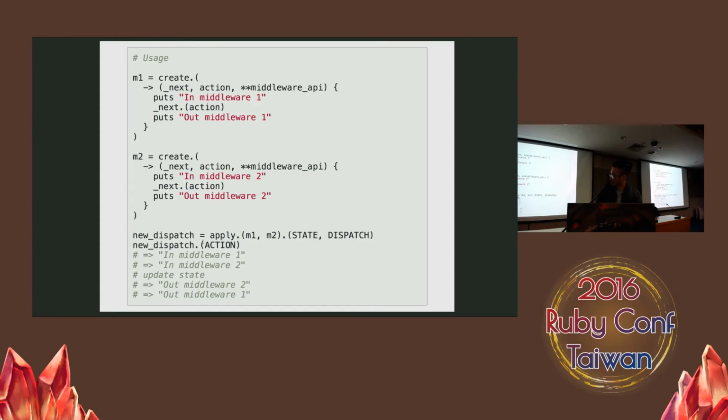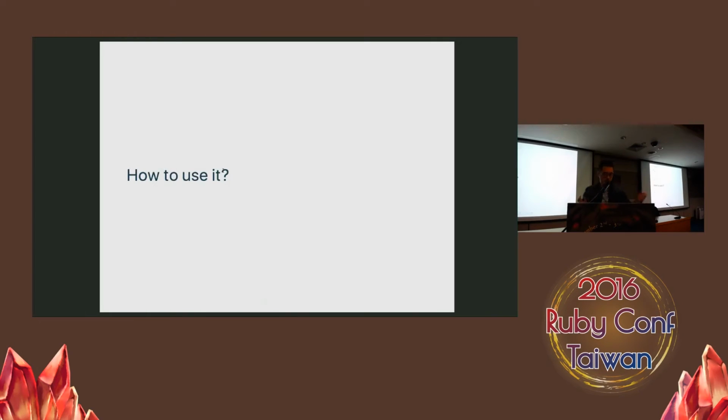So if I just call this new dispatch, you have to go through put middleware 1, and then put middleware 2, and then do the stuff, update the state, whatever. And then it goes out, inside out. It's like an onion, right? So here it prints out middleware 2 and out middleware 1. Well, this is really confusing, so let me show you how to do that.